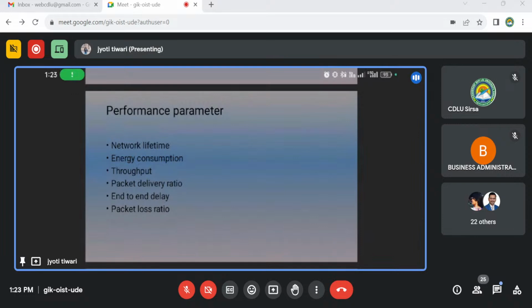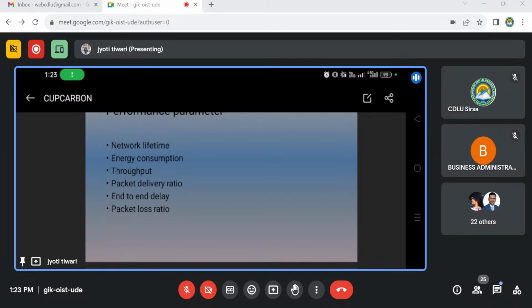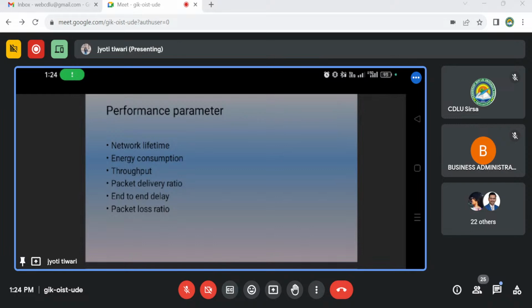Network lifetime is a measure of how long the network can operate on the battery of the sensor nodes. Energy consumption is the amount of energy consumed for the data transmitted and received by the node. It can be calculated as the ratio of total energy to total consumption per bit.